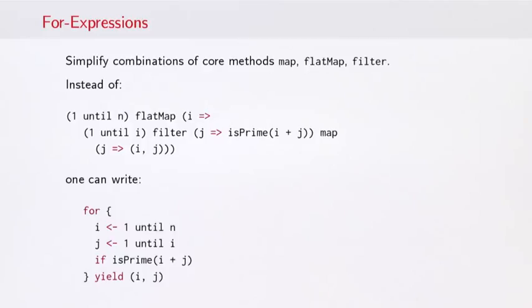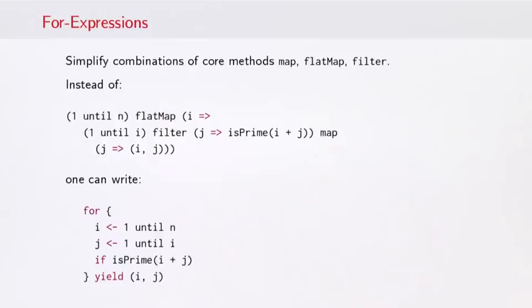The second thing I want to cover, which is related to collections, is for expressions. For expressions are useful because they give you a simpler notation for something that comes down to combinations of these core methods: map, flatMap, and filter. Here's an example that you've seen already in the first course on functional programming. It's a combination of flatMap, filter, and map.